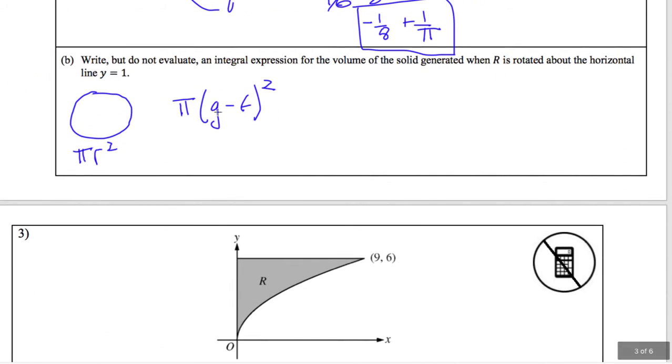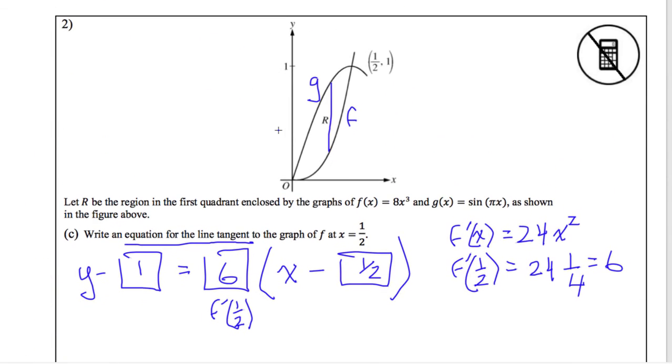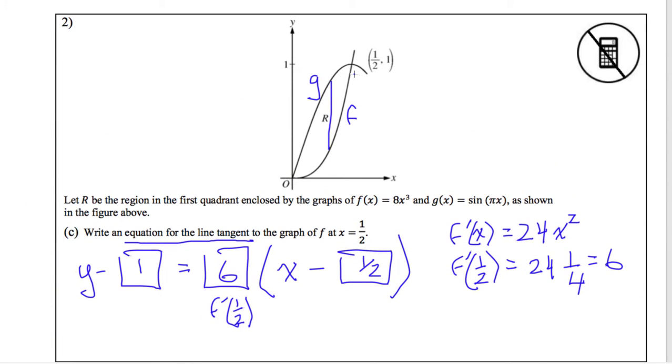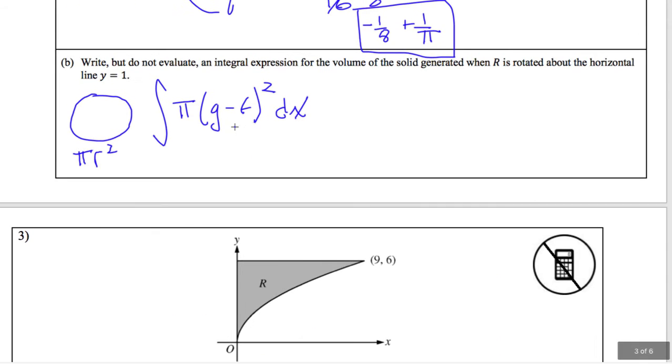So it's pi times g minus f squared, and I essentially just need to slap on an integral here. Remember my dx, and I have my answer. I probably should rewrite what g and f actually are. My integral bounds are in terms of x, so x goes from 0 to 1/2. And if I actually write out what g and f are, I get full points.